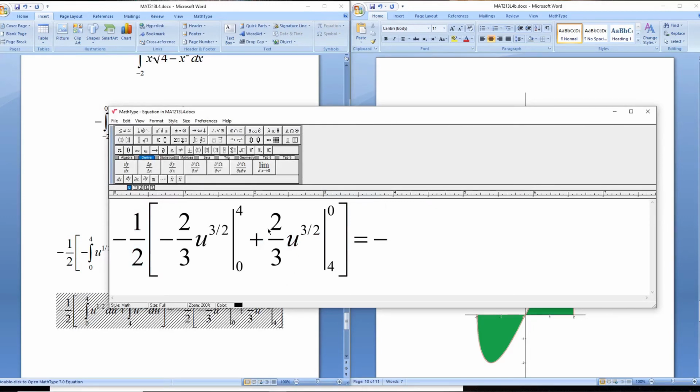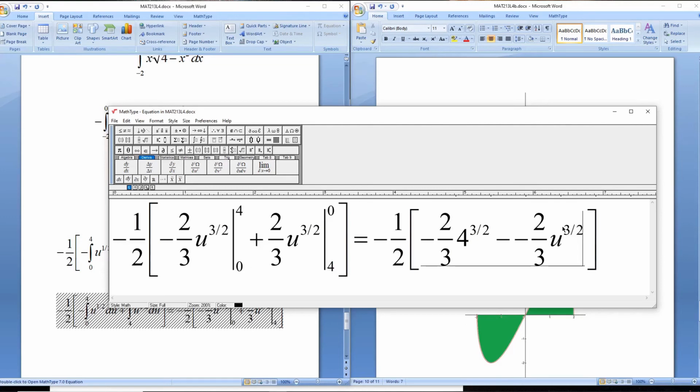So we've got our minus 1/2 sitting out in front of everything. And so the fundamental theorem on this first antiderivative, that's f of b minus f of a. So we'll plug in 4. And then we subtract off that function again, but plugging in now the lower limit, which is 0. So we'll plug 0 into there. And of course, that'll then make all of that 0, and so we can just get rid of that.